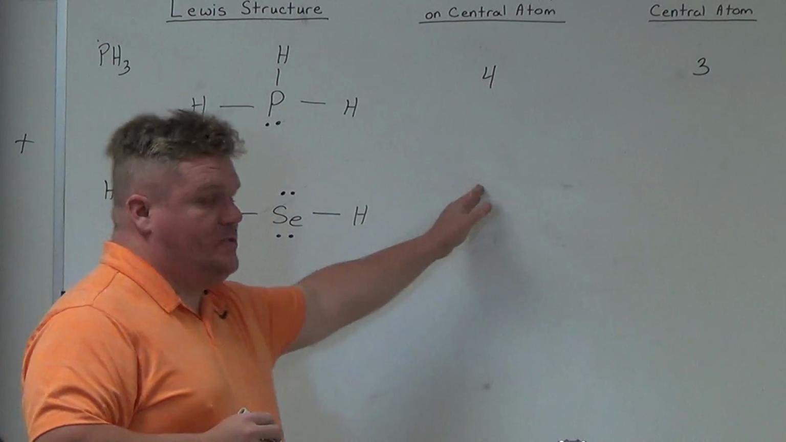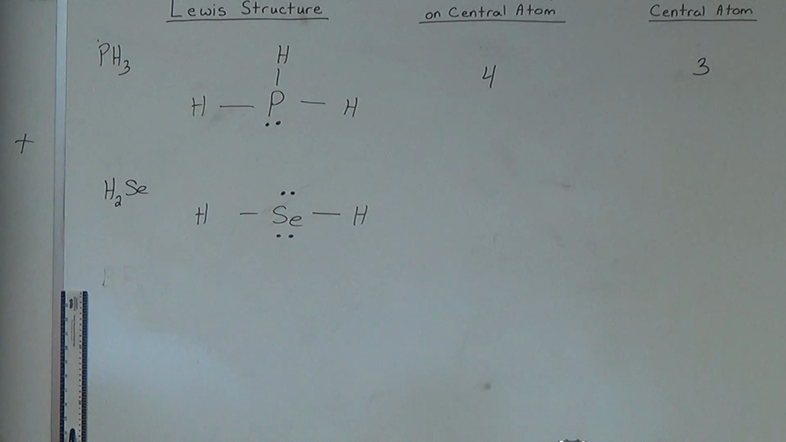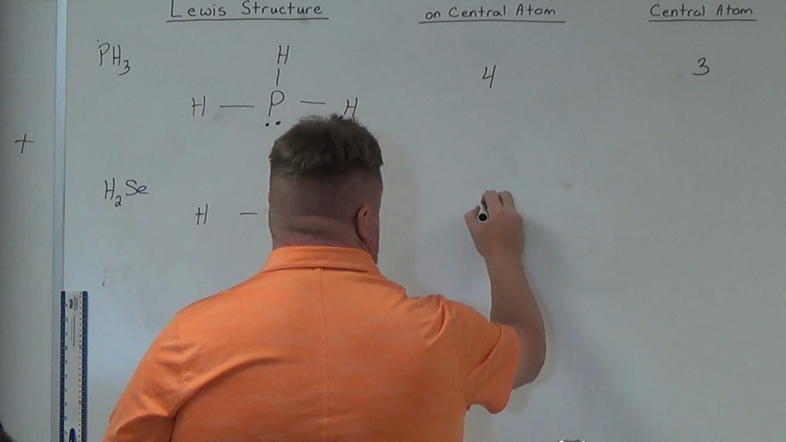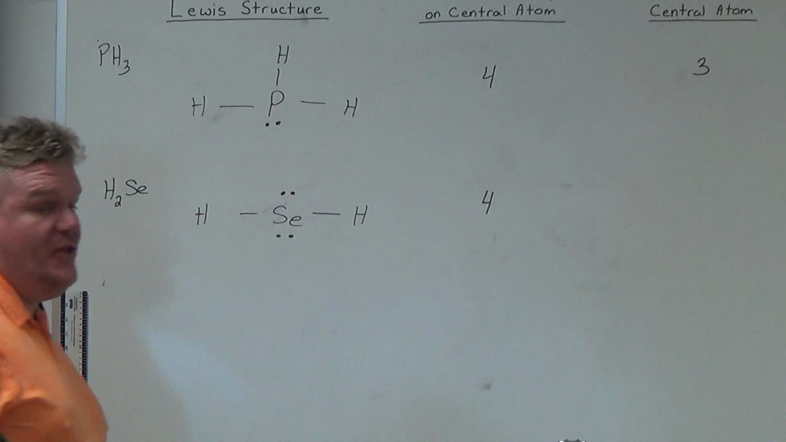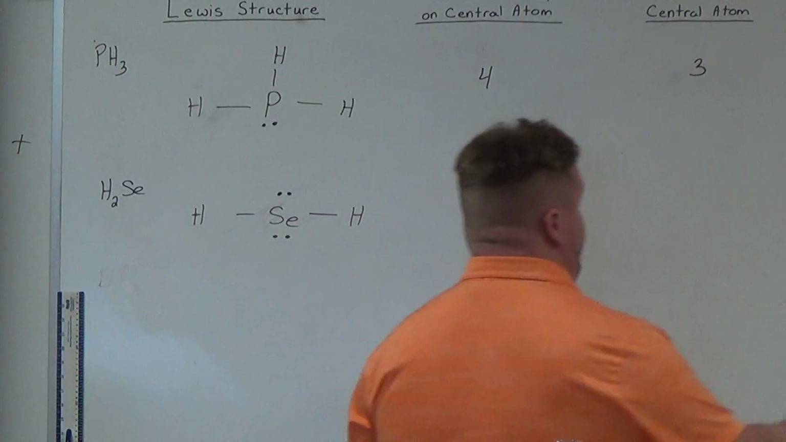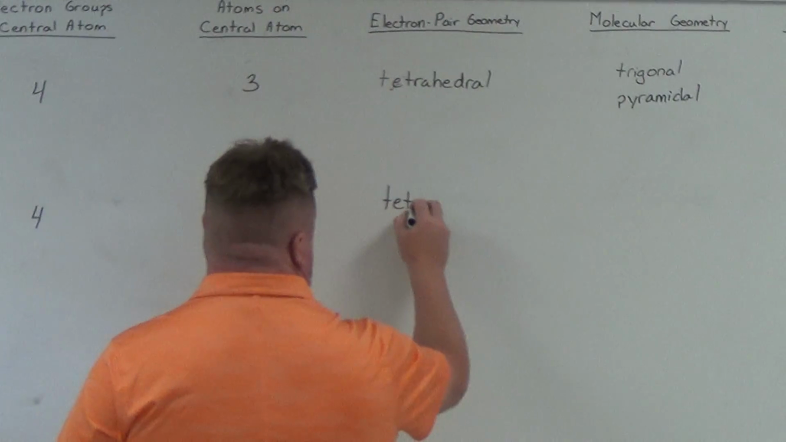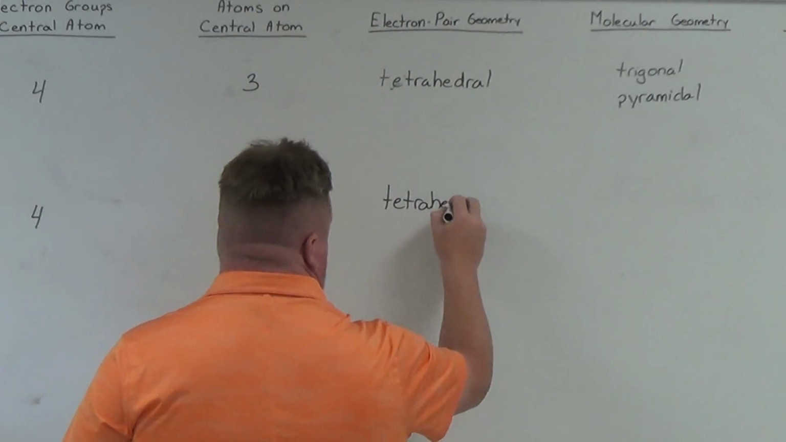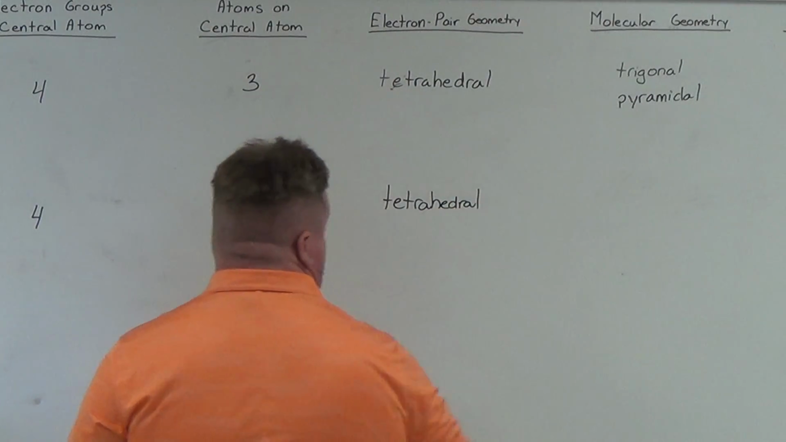How many groups are on the central atom? 4 groups: 2 lone pairs, 2 bonds. So still 4 groups. What does that tell you about the electron pair geometry? It's going to be tetrahedral, because there are still 4 groups of electrons on the central atom. So that's tetrahedral.